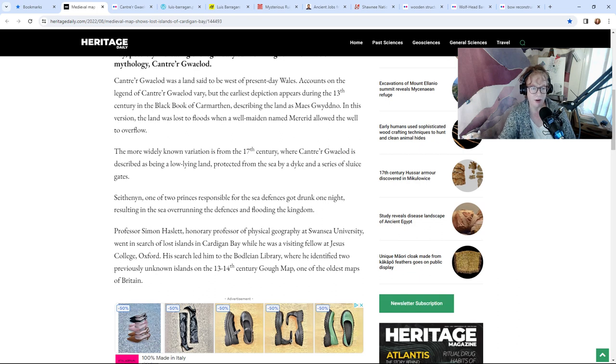So here's the variation. The land was lost to floods when a well maiden named Merid allowed the well to overflow. So there's this maiden, her name was Merid. She was the well maiden, and she allowed the well to overflow, and it destroyed these two islands, which may or may not have been Atlantis.